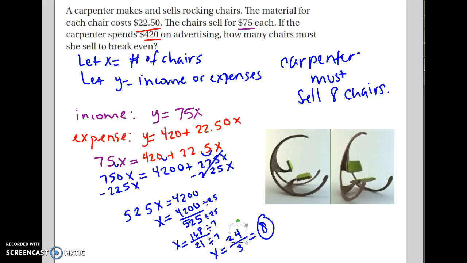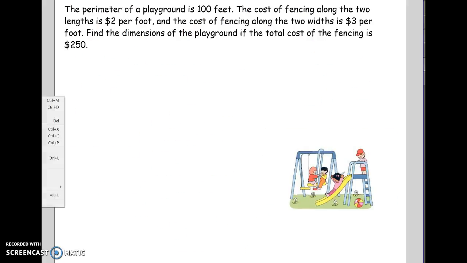Okay, so if you solved this problem, you see your let statements are your number of chairs which you're trying to sell. Y is your income or expenses. You make your equations, put them equal to each other, and I did this by hand just to show you, like, if you have big numbers that you can reduce until you get your number without having to actually plug it into a calculator. And then the carpenter must sell 8 chairs to break even. Okay, look at this problem here. I want you to try to set it up yourself, let statements, equations, and see if you can solve it. It's similar to the ones that we've done before with perimeter.